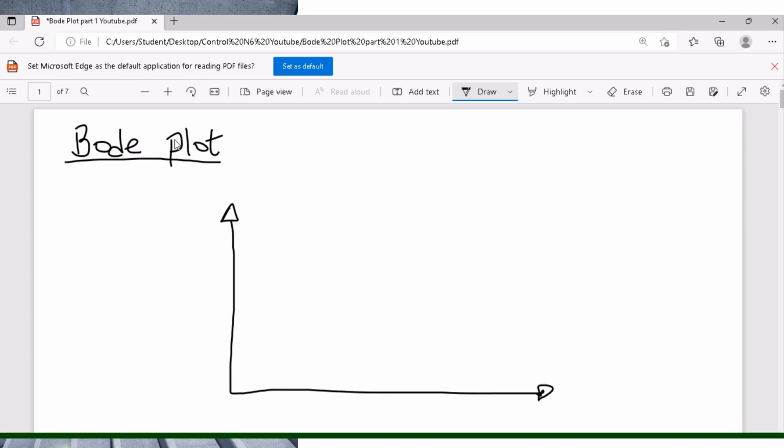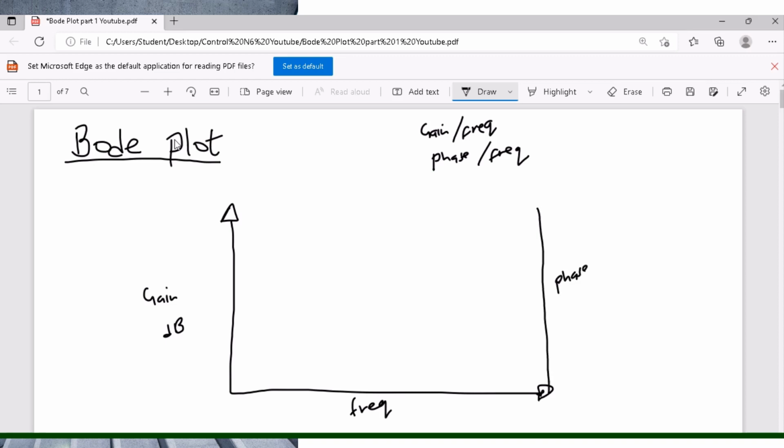With your Bode plot, you can have a plot for gain and frequency, and you can also have one for phase and frequency. Usually your x-axis is always frequency. On this side they can give you gain in decibels. If they plot two of them in one graph, you can have gain in decibels and phase in degrees on this side. So you can have a plot like this with two plots on the same axis.